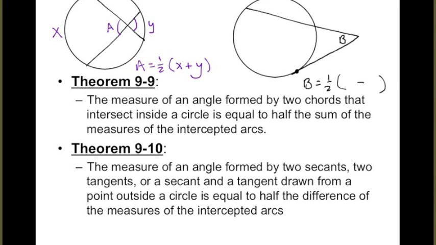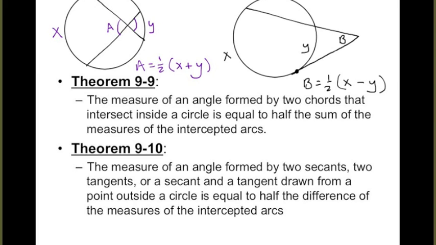So there are two arcs that are inside of this angle B. One of them is the far away arc, and one of them is the closer arc. We're always going to do our subtraction in such a way so that we get a positive answer. So always do the bigger one minus the smaller one.